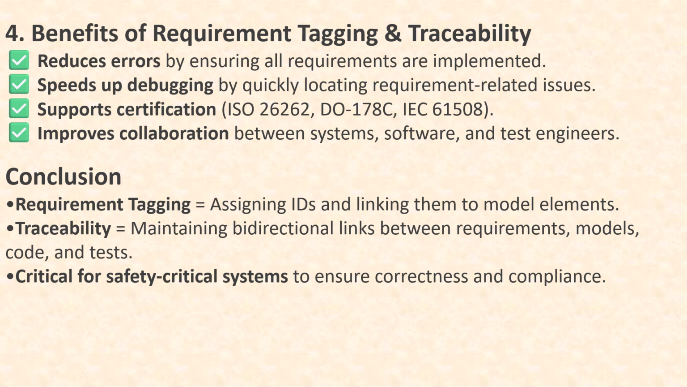Now what are the benefits of requirement tagging and traceability? It reduces errors by ensuring all requirements are implemented. Now this is the most important thing. None of the requirements should be missed. This word 'all' is of paramount importance when it comes to requirement tagging and traceability. It speeds up debugging by quickly locating requirement-related issues. Next, it supports certification, especially ASPICE certification and ISO 26262 also, because functional safety requirements and functional safety traceability are also very important. And it improves the collaboration between systems, software and test engineers.